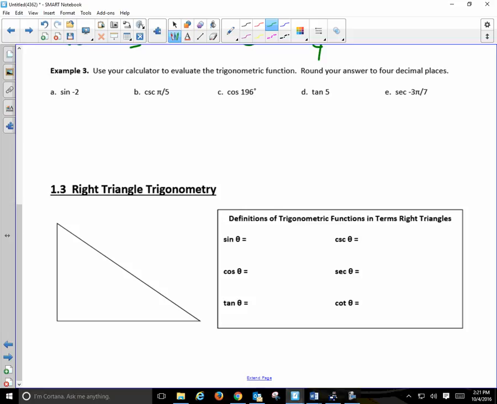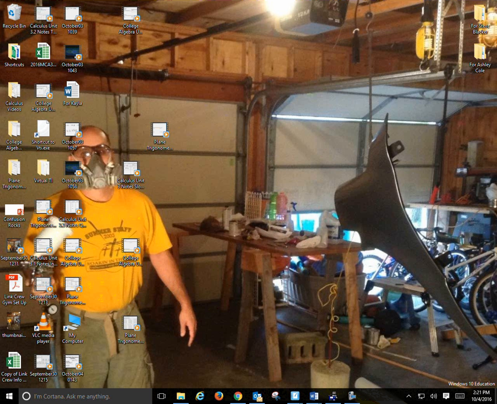Use your calculator to evaluate the trigonometric function. Round your answer to 4 decimal places. It's going to be important you follow along and make sure you get the same values that I do. If you don't get the same values that I do, then we've got a problem, and you've got to ask. Everybody's calculator is different. I can't put 10 calculators on the board right now. I can only put 1. So I'm going to grab my TI-83.